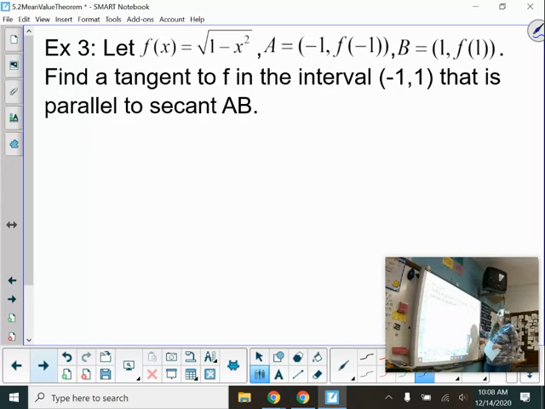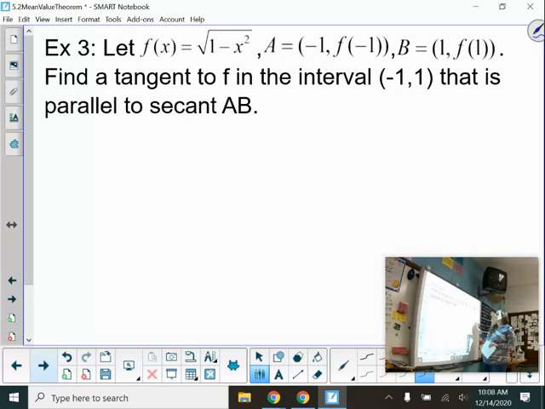So we're going to let f of x equal the square root of 1 minus x squared. Your A point is -1. Your B point is +1. Notice this says f of -1, f of 1. That would be the y coordinate. We want to find a tangent to f in this interval that is parallel to secant AB.